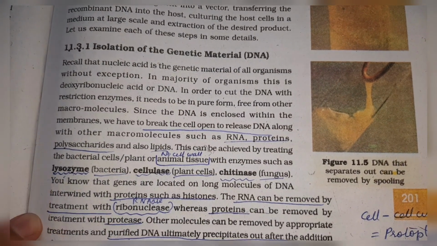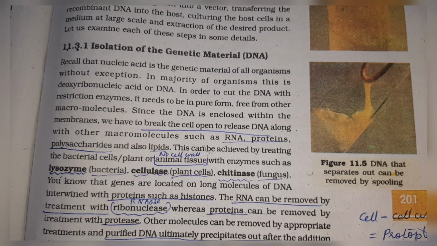First of all, we have to choose the desired gene. So for that, we have to take out the DNA of that desired gene. Recall that nucleic acid is the genetic material of all organisms without exception. In the majority of organisms, that is deoxyribonucleic acid or DNA. In order to cut the DNA with restriction enzyme, it needs to be in the pure form, free from other macromolecules. Since the DNA is enclosed within the membranes, we have to break the cell open to release DNA along with other macromolecules such as RNA, proteins, polysaccharides, and also lipids.